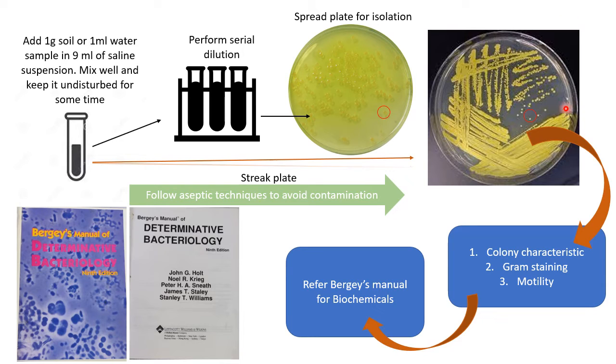Once you have isolation, you mark a fully grown, mature bacterial colony. You note down colony characteristics, you perform gram staining and motility, and then we refer to Bergey's Manual of Determinative Bacteriology for biochemicals. So this is how it looks. Mostly the ninth edition is present in every institute, every college, and it is what is referred.